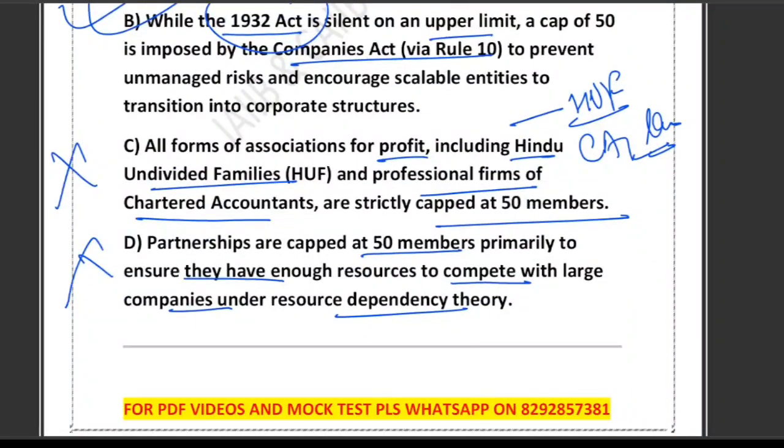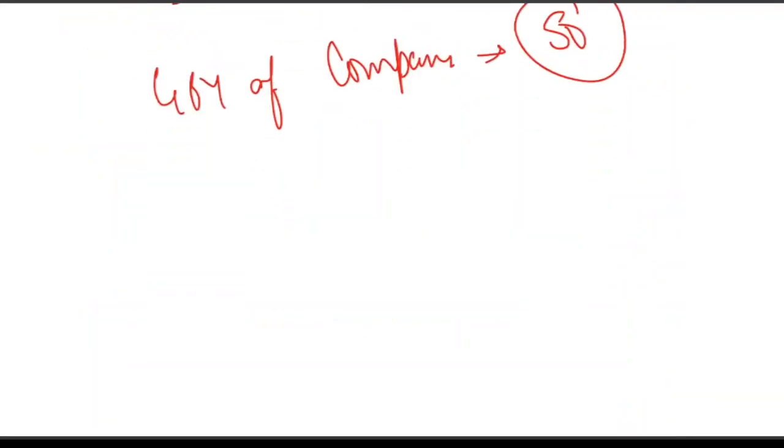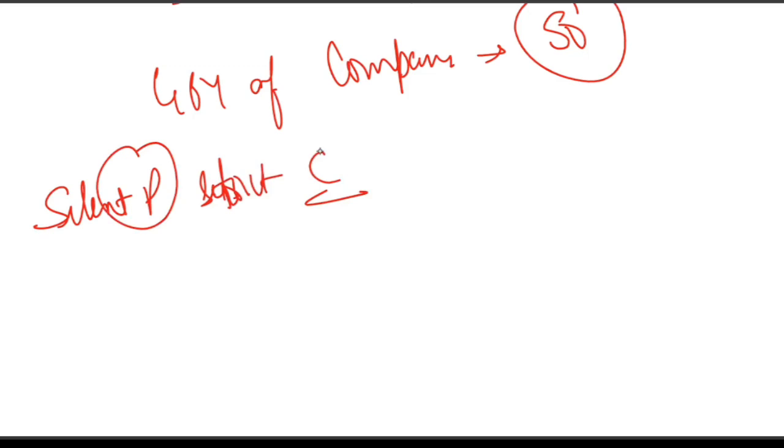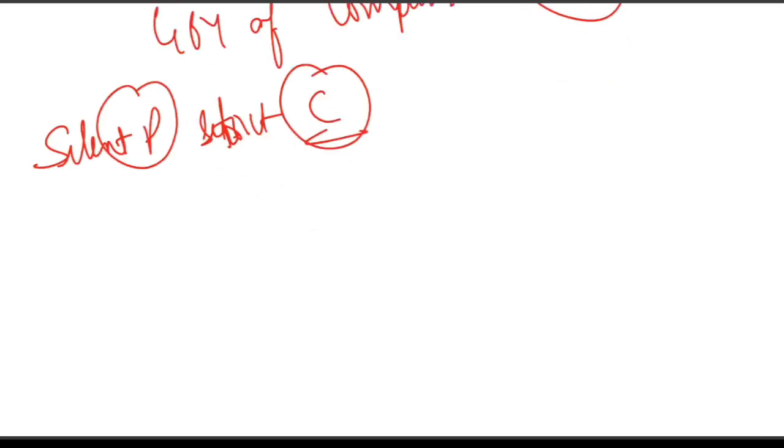So what we learned is: silent P but a strict C, which means the Partnership Act is silent on the maximum and the Companies Act caps it at 50. So the key learning is, what is the minimum number?